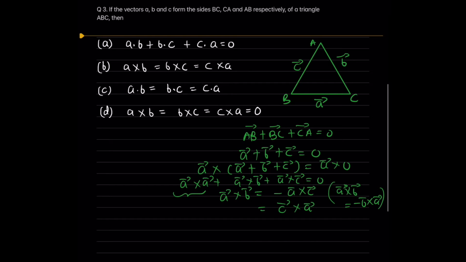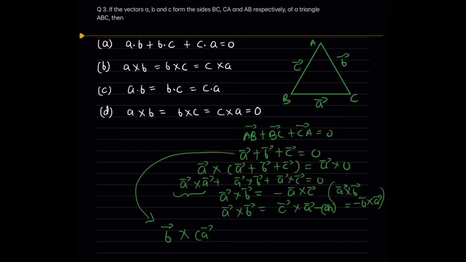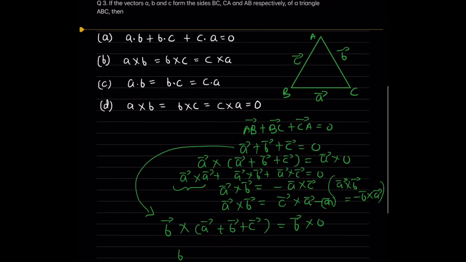I will write this equation as, so I'll just first copy this thing, I'll write this equation as equation (ka). Now similarly, if we pre-cross with b, I can write this equation as b cross (a plus b plus c) is equal to b cross 0. Again, b cross b will become equal to 0, so I am not writing it, plus b cross c, and this whole thing is equal to 0.